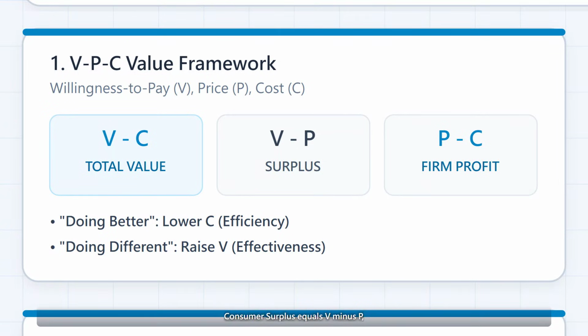Consumer surplus equals V minus P, representing the net benefit captured by the customer, while firm economic profit equals P minus C. Firms achieve superior profitability through two strategic paths: doing better by lowering costs C through operational efficiency, or doing different by elevating willingness to pay V through unique differentiation.